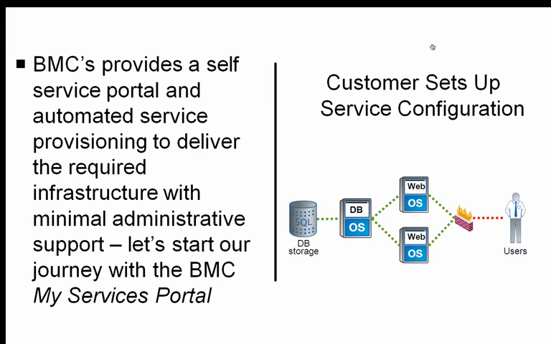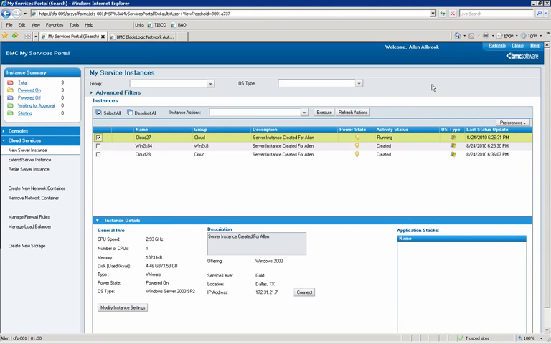Let's start our journey with BMC's My Services portal. We're now logged into the My Services portal. If we look near the top, we can see that we're currently logged in as the cloud tenant, Alan Albrook. Now, starting from the top left, we can see instant summary information about the number of servers that have currently been provisioned. Below that, we can see a list of cloud services, including server, network, and storage actions.